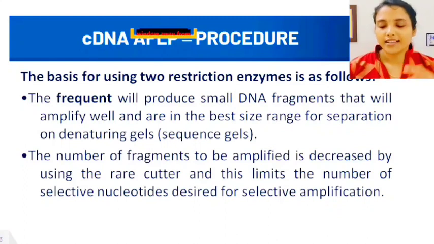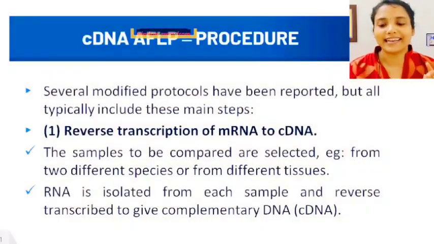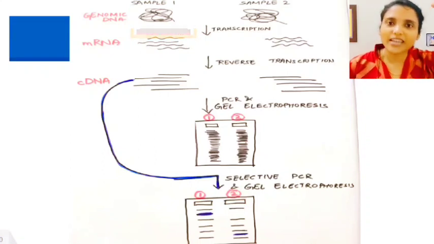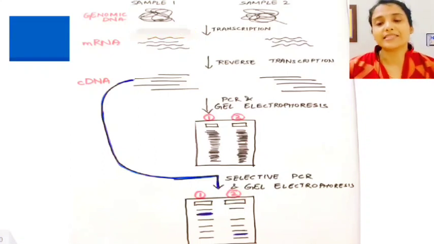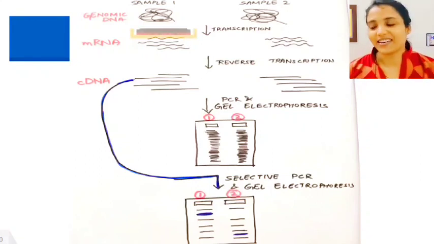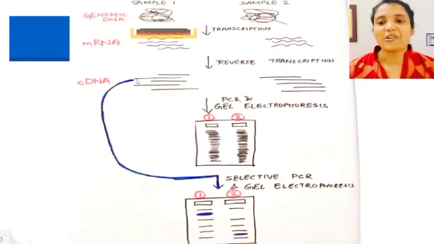So I will be telling you what is selective amplification and how, using this rare cutter, the number of fragments are reduced. Okay, to explain that, actually I had scribbled down a diagram. Let me see if I can explain this to you. Why do we need to reduce the number of samples that we'll be running in the gel electrophoresis? I have scribbled it down. It's not a technical diagram, but I hope you will understand.